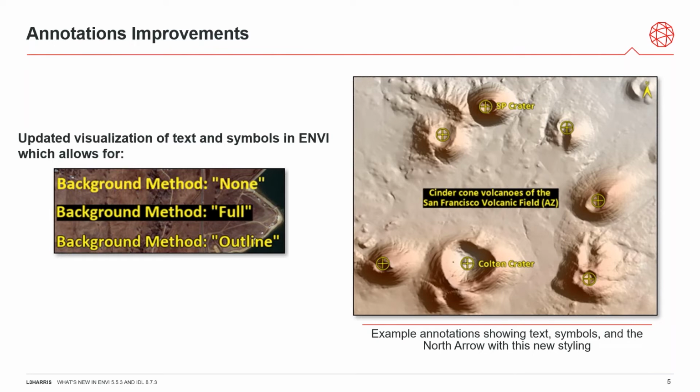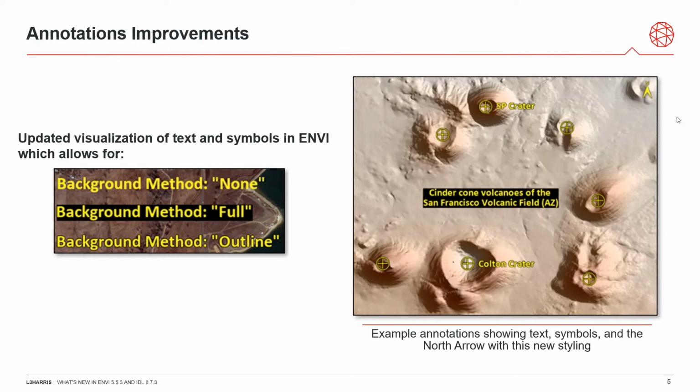And this outline is not only for text, it's also for symbols. So if you've used the feature counting tool within ENVI, which, if you're familiar with deep learning, you've used for deep learning, now the symbols are much easier to see, especially with lots of colored and varied backgrounds. On the right there is an example which shows symbols, text, just the different ways that they look and the representation. One other thing to call out there is the north arrow has also changed.